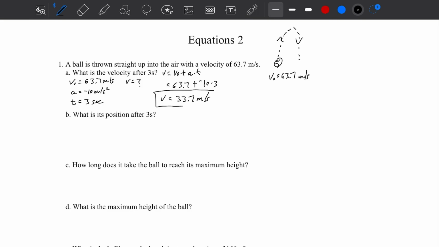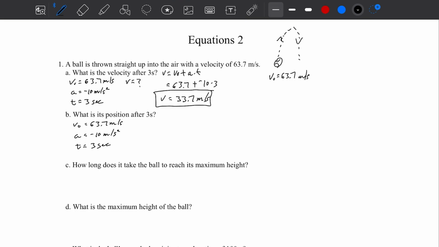What is its position after 3 seconds? Now, instead of looking at final velocity, it's looking at delta y. We call it delta y because it's moving vertically, not horizontally. I'm going to intentionally not use the final velocity that I calculated in problem 1a, because what if I made a mistake? I don't want to introduce that mistake in 1b.